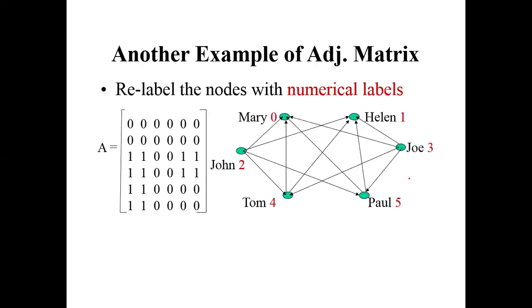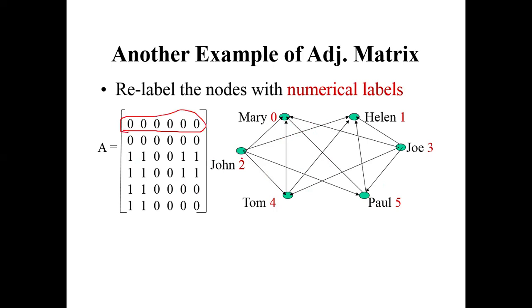So this is another example. From 0, in the same way, we label the nodes with numerical labels and fill in zeros and ones. If you consider this node, Mary, node 0, there is no edge going from Mary to the next one. So there is no edge, and the value for this entire row will be 0. There is no edge coming out of Mary.